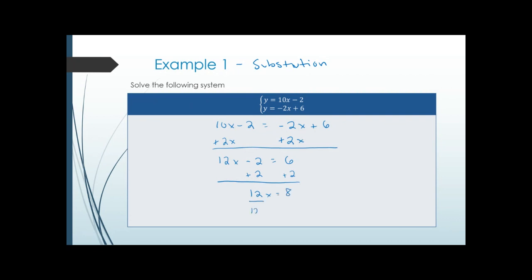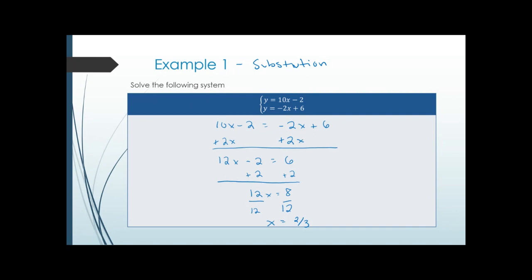And then I divide both sides by 12, and I'm going to get a fraction which I will reduce. I can divide those both by 4, and I get 2/3. Now here's the thing, your answer is an ordered pair, so you're not done once you solve for x, because you still need to find y.